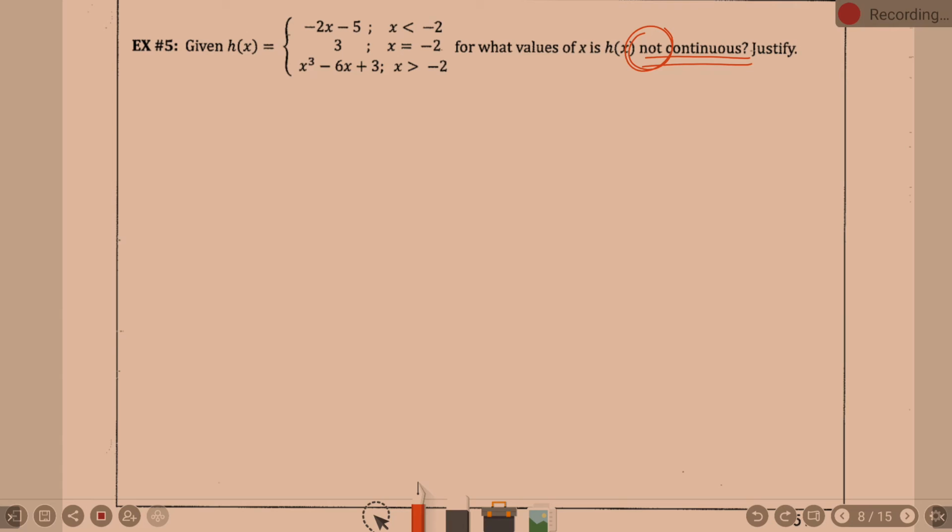So I'm going to make a note here that each piece is continuous, since polynomials are continuous everywhere.